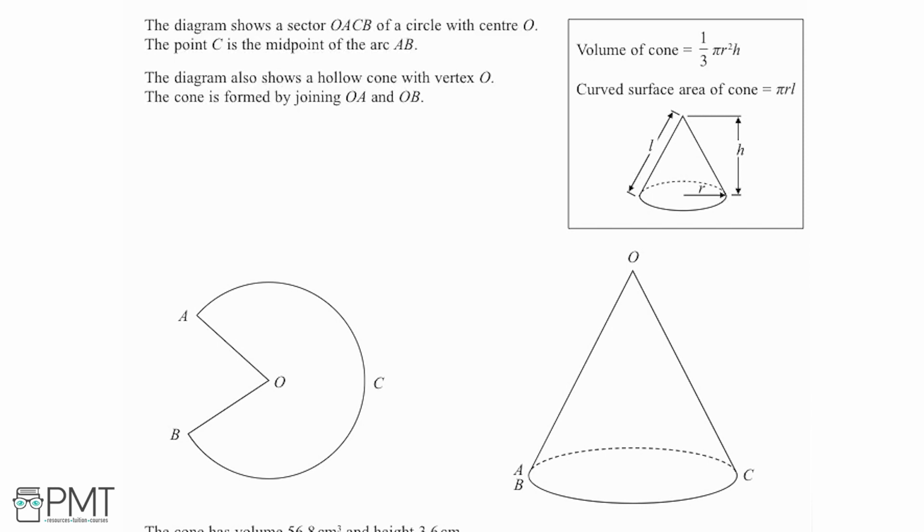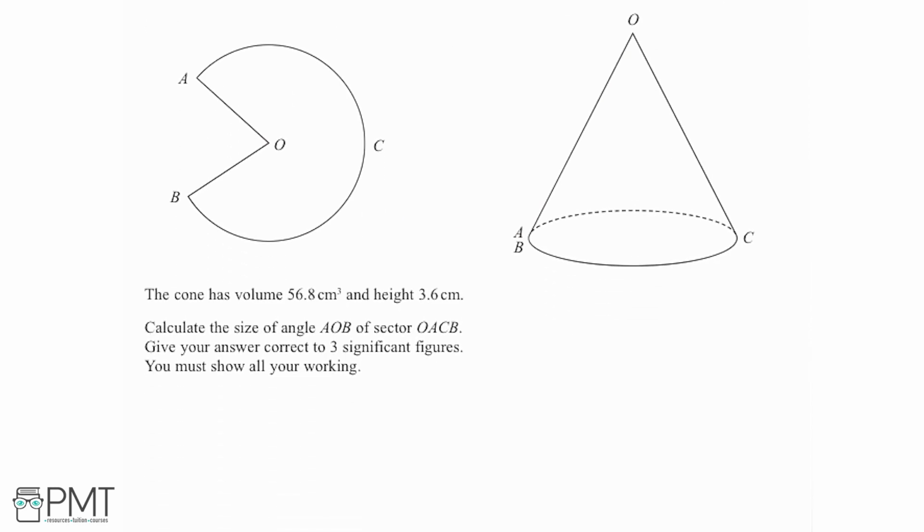Essentially, we've got these two shapes here. So this shape here, if we take this length here and this length here, and we bring them together, that creates this cone shape here. Now the cone has a volume of 56.8 centimeters cubed and a height of 3.6 centimeters, and our goal is to calculate the size of angle AOB of sector OACB. So essentially we want to work out the size of this angle here.